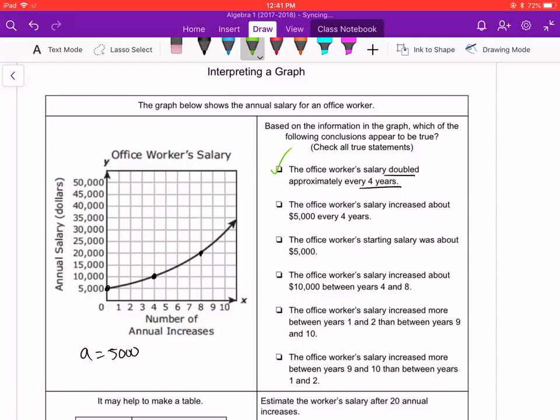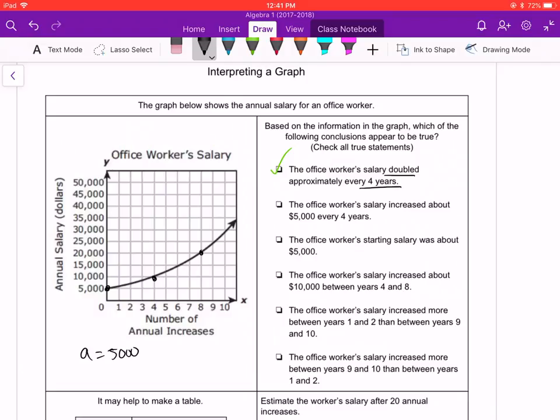Okay, maybe the first time it went up 5,000, from 5,000 to 10,000, but the next time it went up 10,000, right? So it's not really about 5,000. See, this increase from here to here went 5,000, yeah, but here to here was 10,000, so that's not right. Okay, so we're not gonna check that. Let me draw those points again so we see.